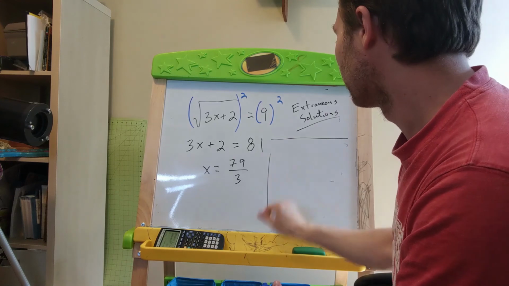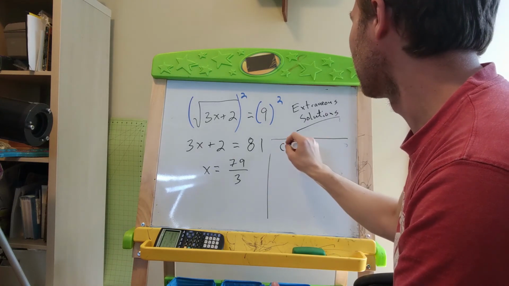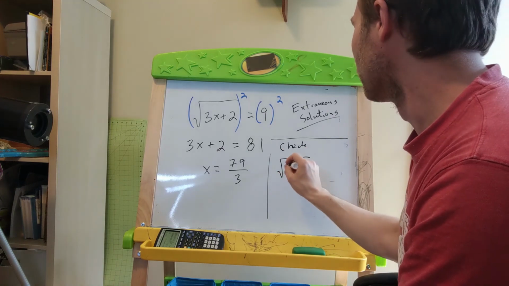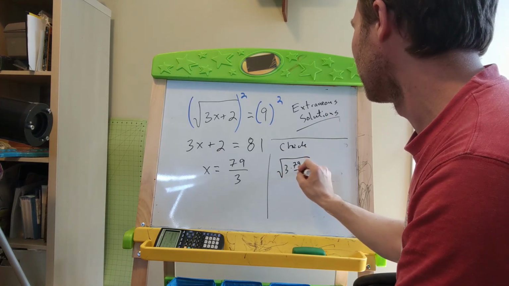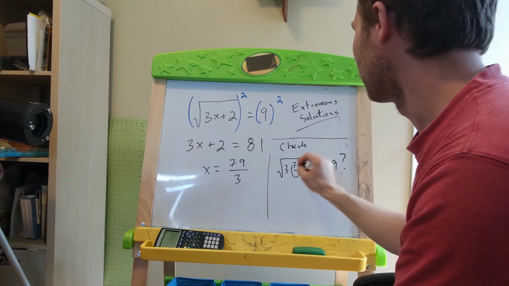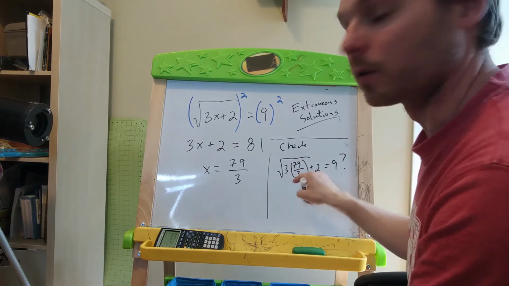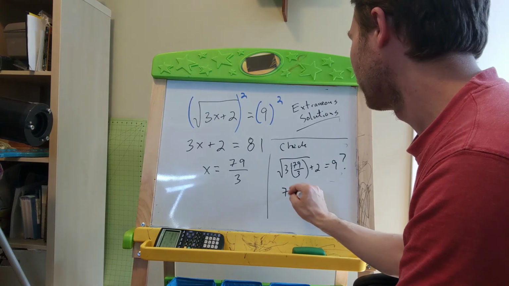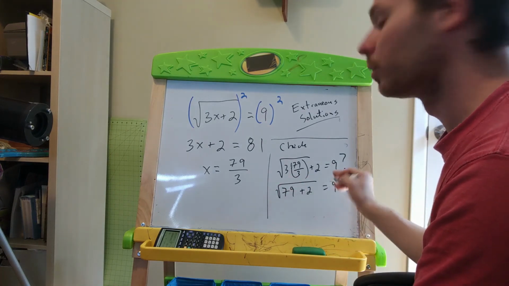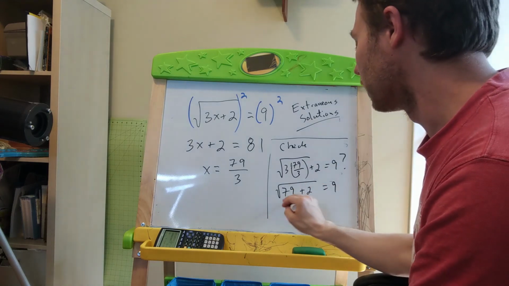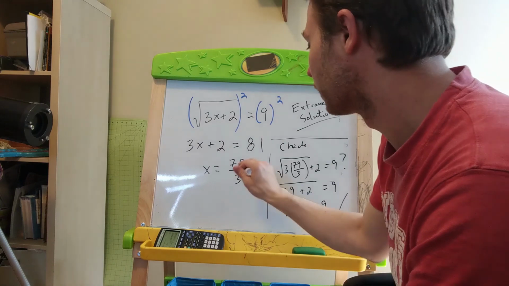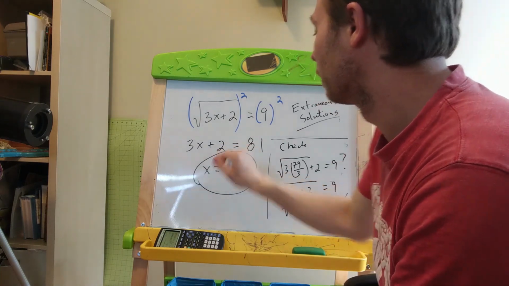All right, so I have to check this, and again, this is not optional. You need to always check your answer for these. So the square root of 3 times 79 over 3 plus 2, is that equal to 9? 3 times 79 over 3 is going to be 79. So I got square root of 79 plus 2, is that equal to 9? 79 plus 2 is 81. Sure. That's equal to 9. So we know that's a good answer. So we can keep that answer.